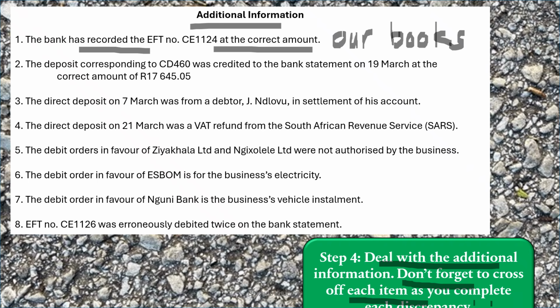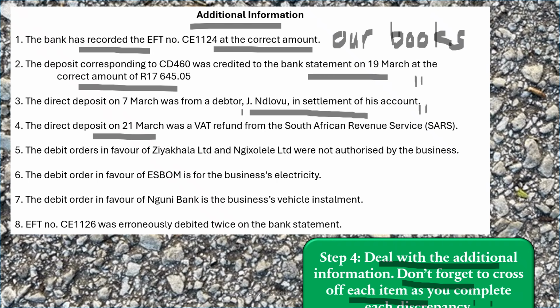The deposit corresponding to CD 460 was credited to the bank statement at the correct amount. We have made a mistake in our books. The direct deposit on the 7th of March was from a debtor in settlement of his account. What happened was, this debtor put the money straight into our bank account. It's on the bank statement, but not in our books. So it's going to go in our books.